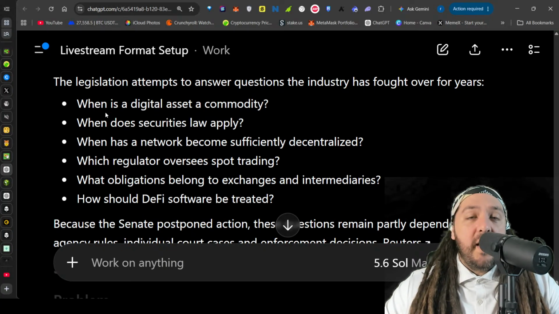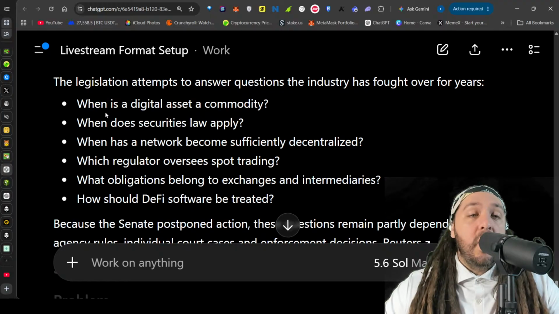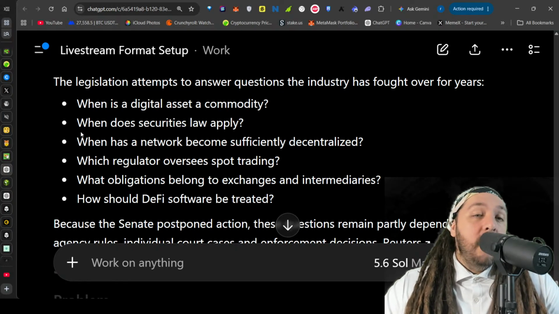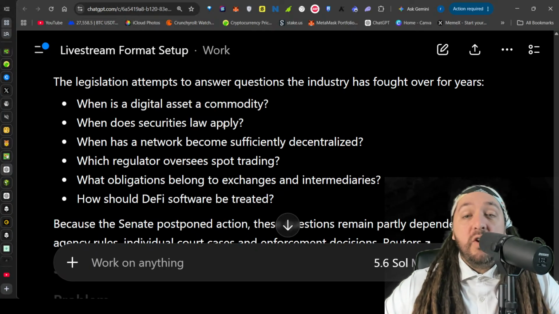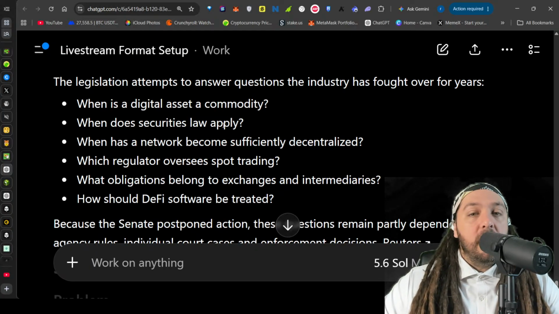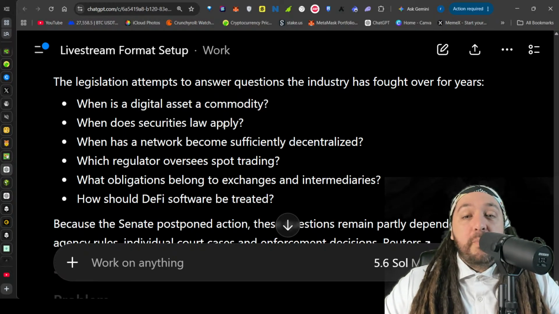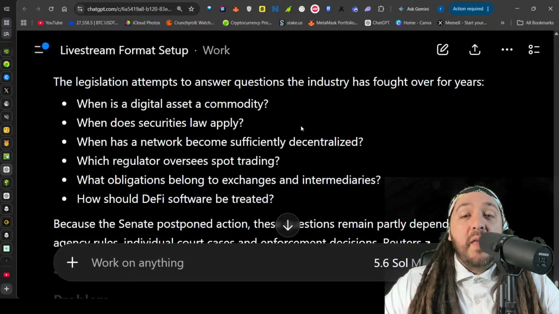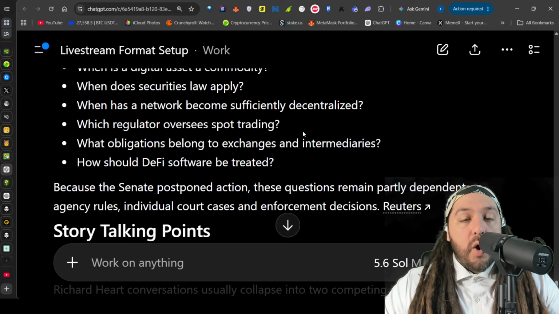When a digital asset is a commodity, it would be nice to know if it was or wasn't. When a security law applies, it'd be nice to know if those laws apply or don't apply. When a network becomes sufficiently decentralized, does that change anything? Where and when does that matter? Which regulator oversees spot trading, right? Is it the CFTC or the SEC? What obligations belong to exchanges and intermediaries? And how should DeFi software be treated?